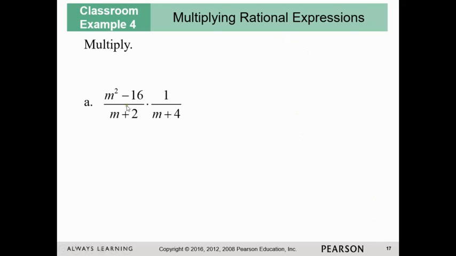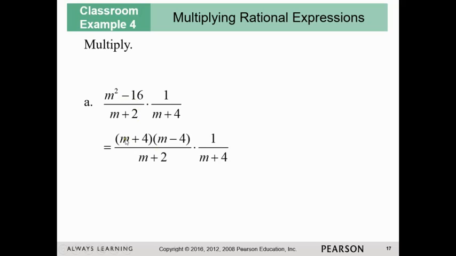So here we are. The first thing we have to do is multiply this. Remember, when we're multiplying fractions, we just multiply the numerator times the numerator, and then the denominator times the denominator. We're going to do something similar, only remember it said to factor first. Notice what we have here: m squared minus 16. That's a case of special factoring because that is the difference of two squares. So we're going to factor that.